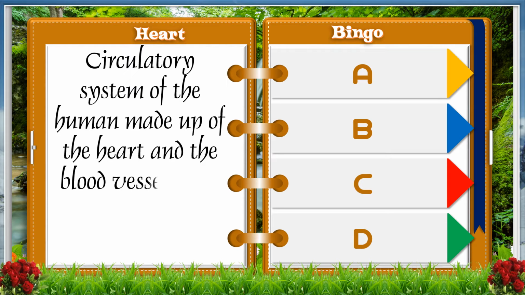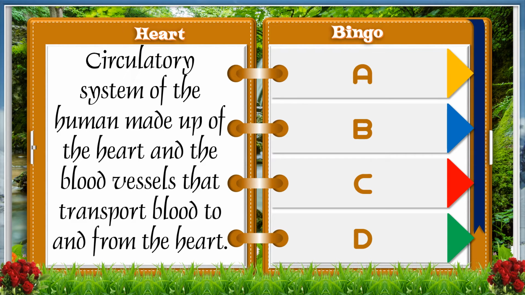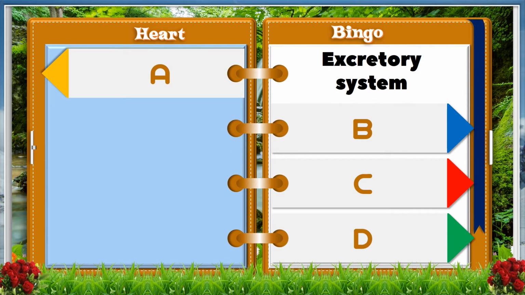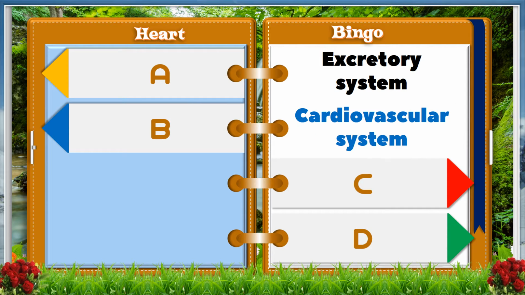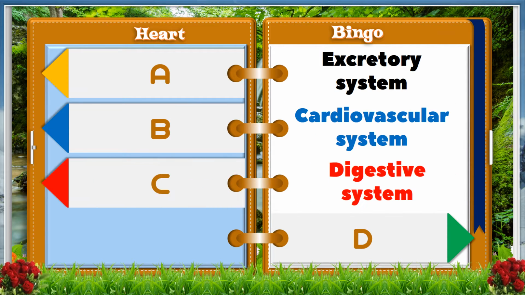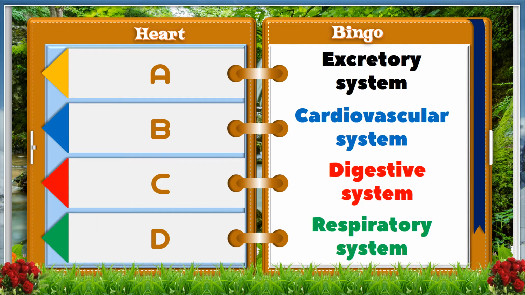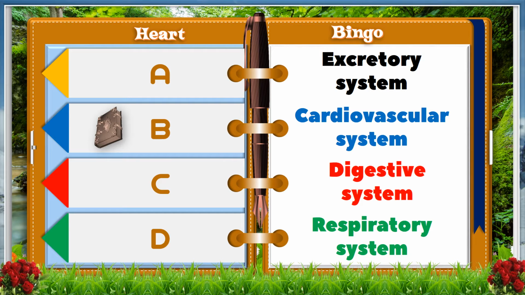Circulatory system of the human made up of the heart and the blood vessels that transport blood to and from the heart. A. Excretory system. B. Cardiovascular system. C. Digestive system. D. Respiratory system. And the answer is B. Cardiovascular system.